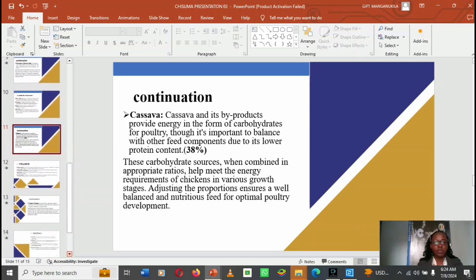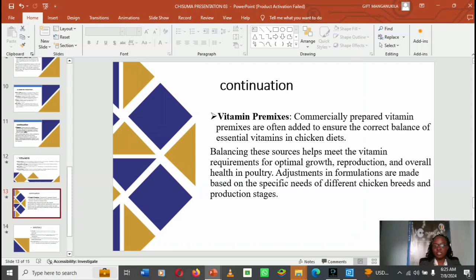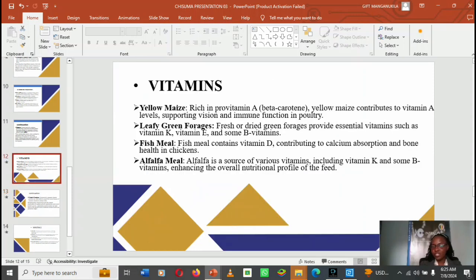Okay, so we now go to vitamins. These that have been listed down here are what we can get vitamins from. That is yellow maize, leafy green forages, fish meal, alfalfa meal, plus vitamin premixes. For you to extract the vitamins, it's a chemical process, of course. If you have yellow maize, you can use it as well, because it's going to contribute vitamin A levels. It's also going to boost immunity.